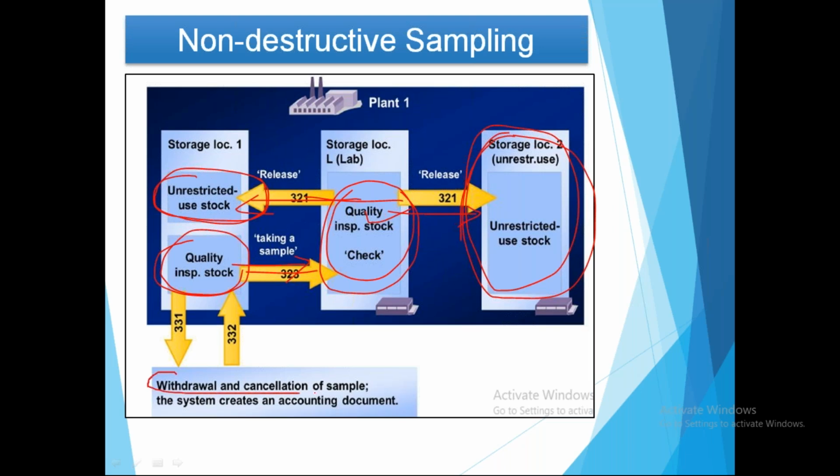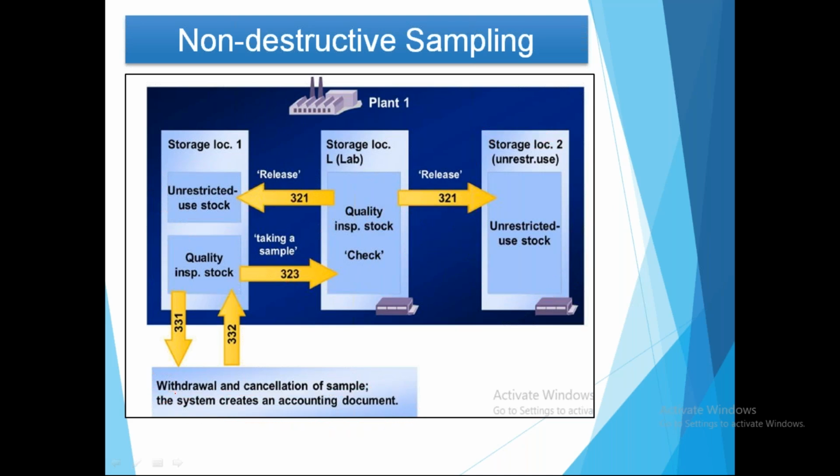With withdrawal and cancellation of the sample, the system creates an accounting document. The sample quantity you move to an intermediate storage location, which is called non-destructive sampling. Once the quality inspection is completed, you move it back either to the unrestricted use stock or directly to another storage location where it can be used. So this is called non-destructive sampling.